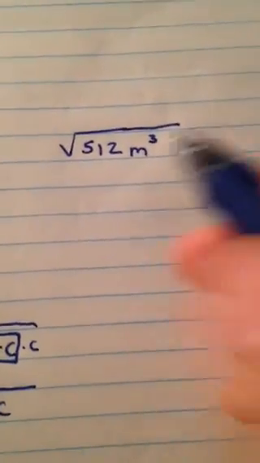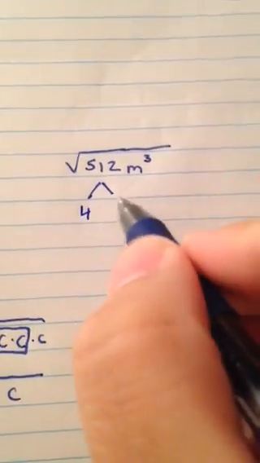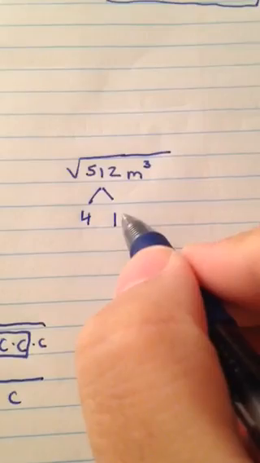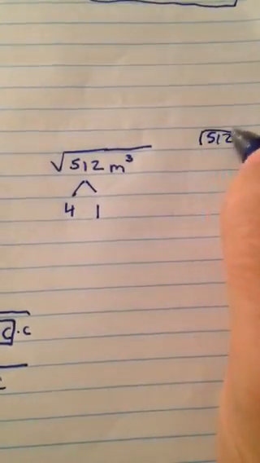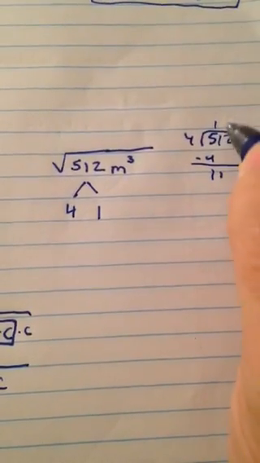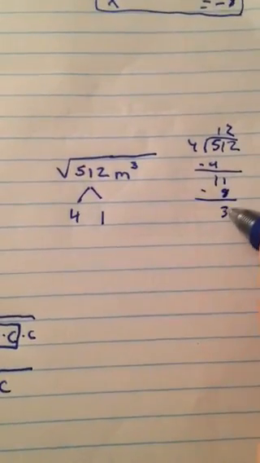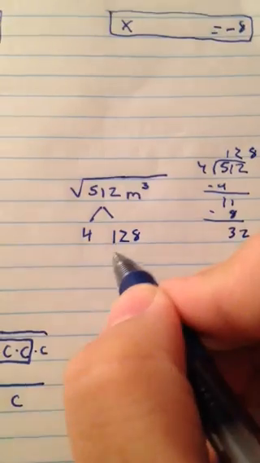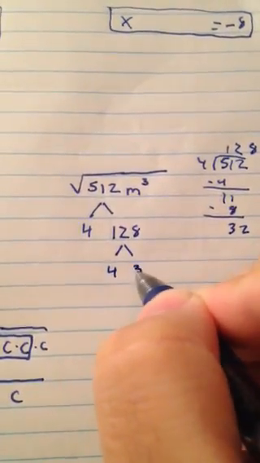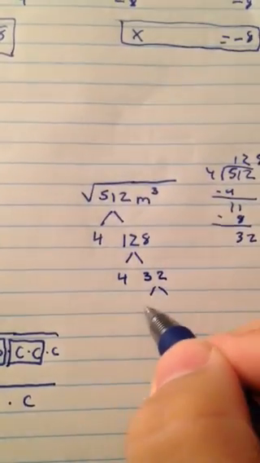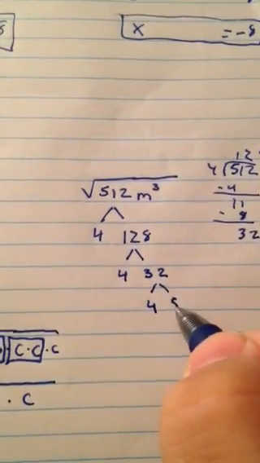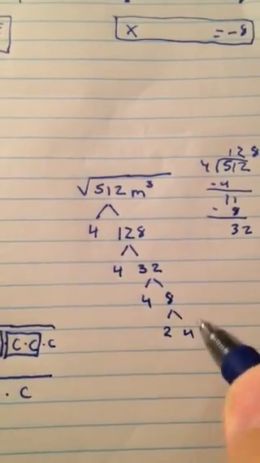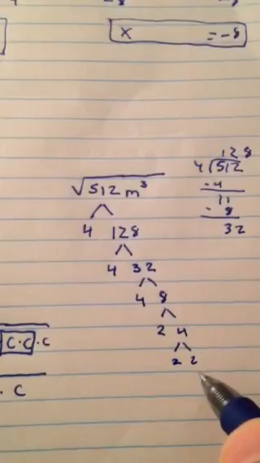Okay? I have another example. It's a little bit less confusing. So let's break this guy down. I know it can be divided by 4. 128 divided by 4 is 32. It can be divided by 4 again, which is 4 times 8, and then 2 times 4, and then 2 times 2.